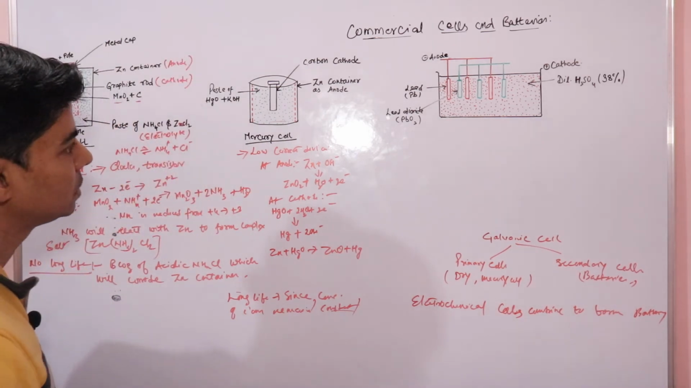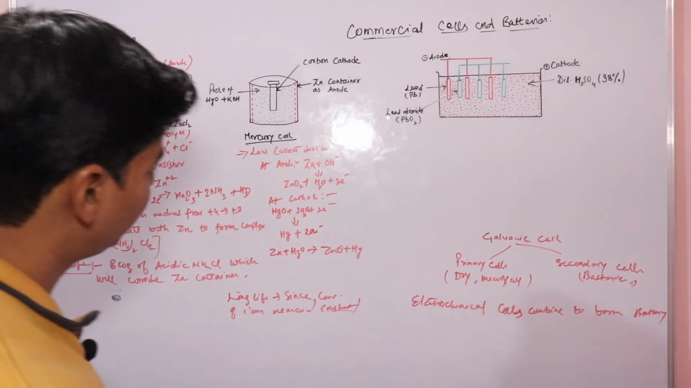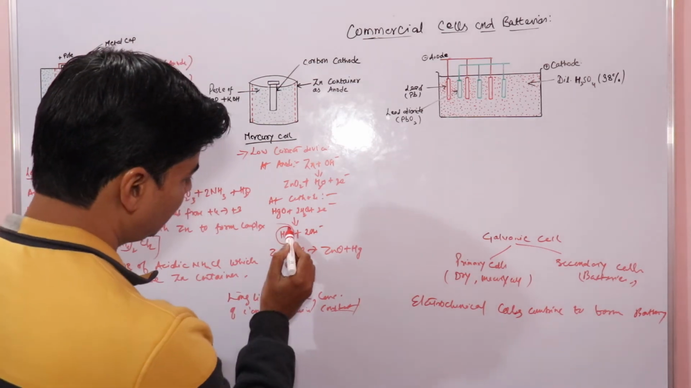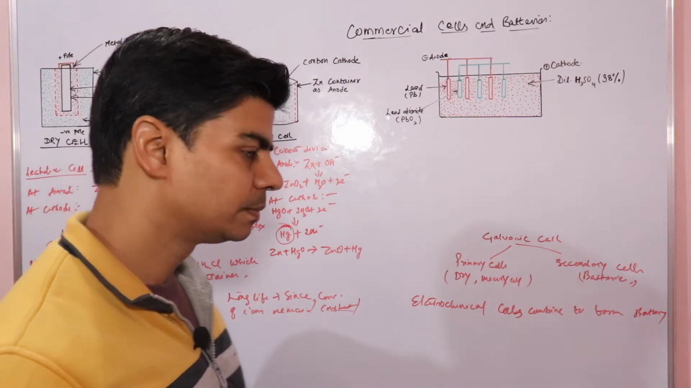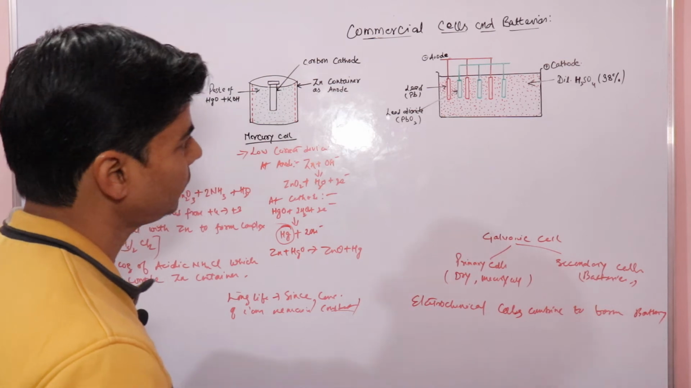Now let's come to our batteries. We know that a battery is nothing but a combination of electrochemical cells. And one more thing: in this reaction mercury is getting released, and we know that mercury is not good for the environment, so it should be prevented from getting released into the environment.